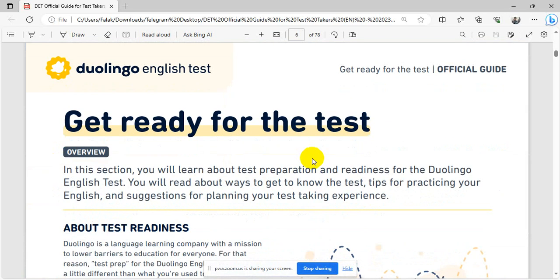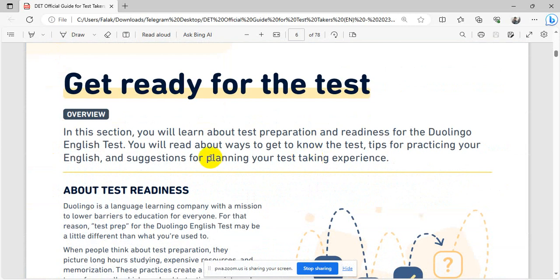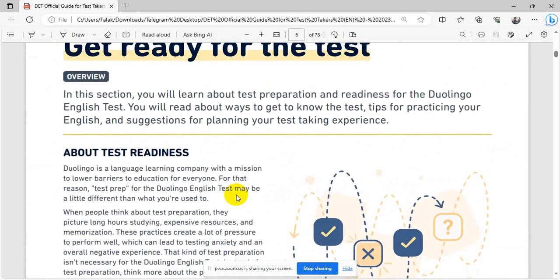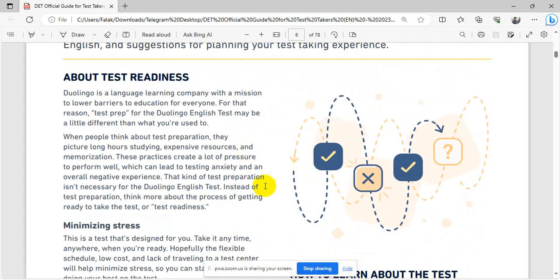So let's come here. The topic is about getting ready for the test. The overview says in this section, you will learn about test preparation and readiness for the Duolingo English test. You will read about ways to get to know the test, tips for practicing your English, and suggestions for planning your test-taking experience. So that's it. These are the things that we are going to dig into in this unit.